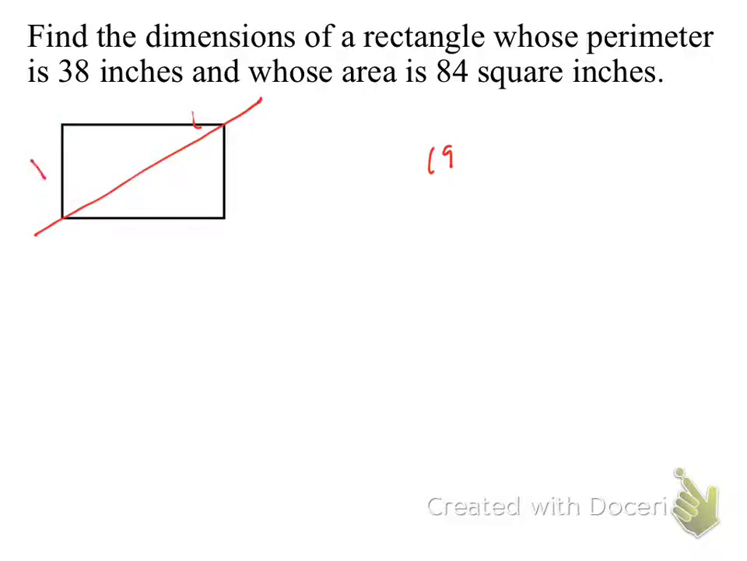I don't know what to call this, so I call it x. Then what is this going to be? It's the total minus the part. Does that make sense? So it's 19 minus x. I don't know what it is, but we're giving it a name. And that's how I got those dimensions. Are you guys good with that?